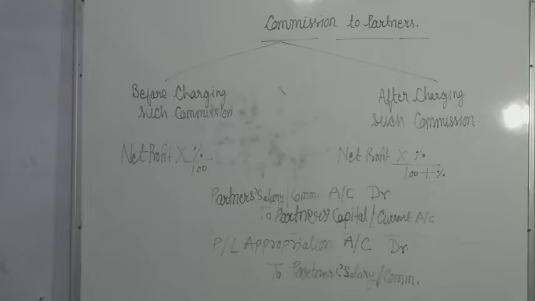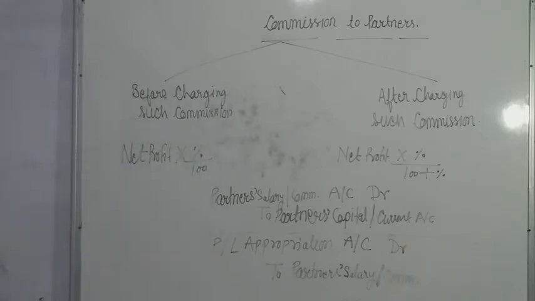If you are calculating commission to the partners by the before charging method, then simply it is net profit into percentage upon 100. Listen again, when before charging such commission is followed, then you just take the amount of profit given in the question, net profit, into percentage upon 100. You can find out commission to partner by before charging such commission.